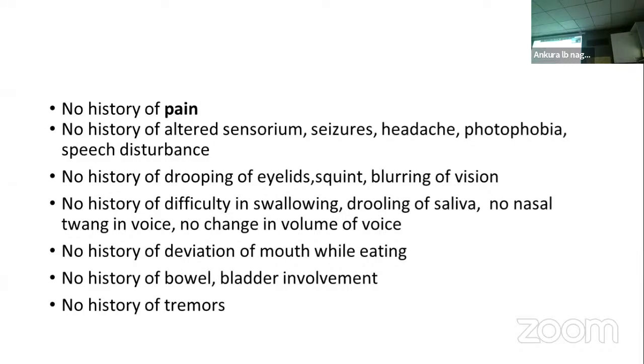When you start IVIG, what is the rate of improvement? In how many days or hours do you see that? As per the literature, there is no evidence to say which is superior or inferior. There are recommendations for a 5 day regimen with 400 mg per kg, or 1 gram per kg over 2 days. But predominantly the 1 gram per kg for 2 days is known to have a better outcome than the 5 day regimen. It depends on the disability score, whether the recovery will be faster or not.